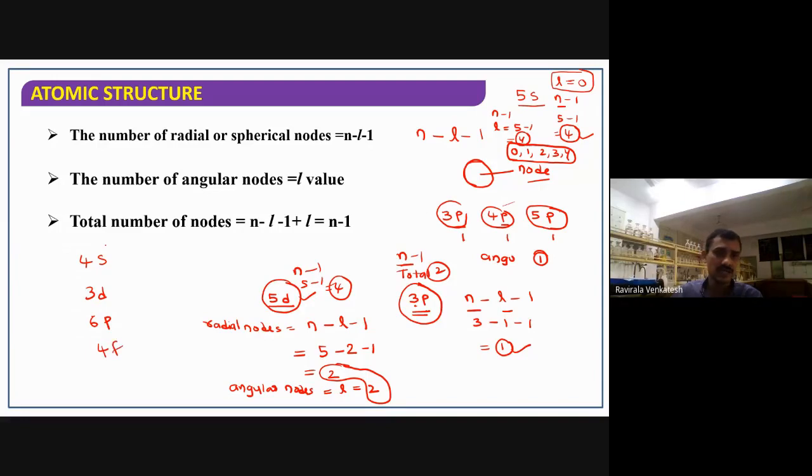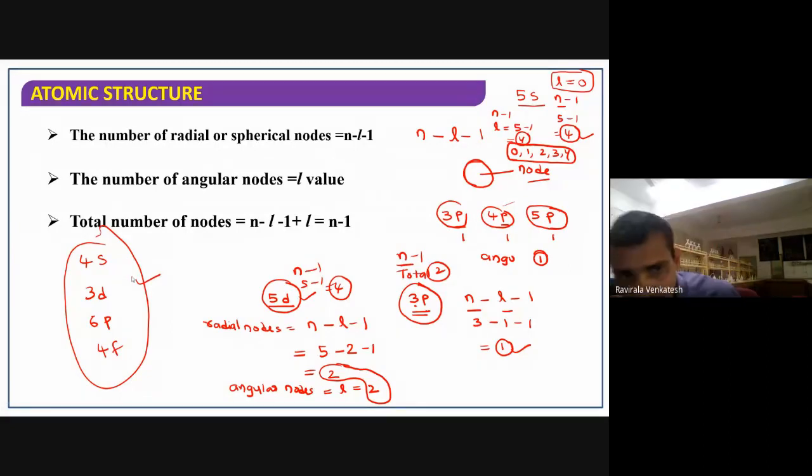Okay, for this you calculate these three things: spherical nodes, angular nodes, total number of nodes. All of you take 4s, 3d, 6p, and 4f. Calculate the total number of nodes, angular nodes, spherical nodes. Now I move to the next slide.